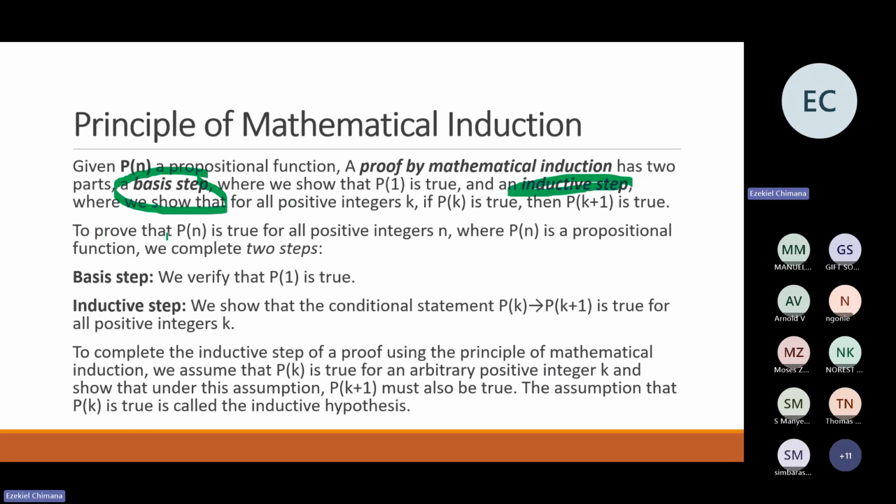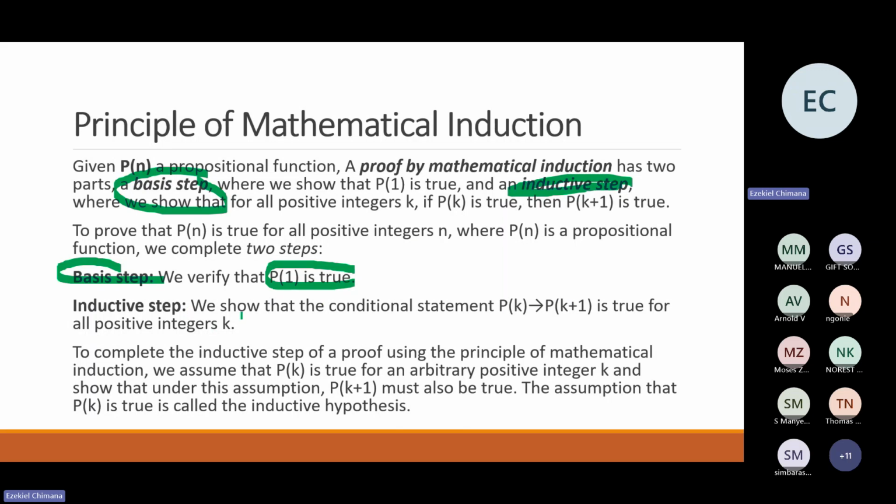To prove that P of n is true for all positive integers n, where P of n is a propositional function, we complete two steps. The basis step, where we verify that P of 1 is true, or we test the values in the domain of n. And then if it is true for one of those values, we move on to the inductive step, where we show that the conditional statement P of k implies P of k plus 1 is true for all positive integers k.